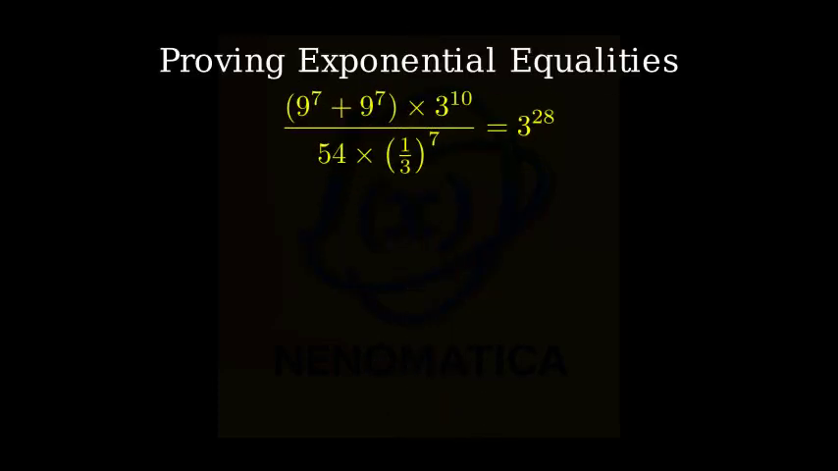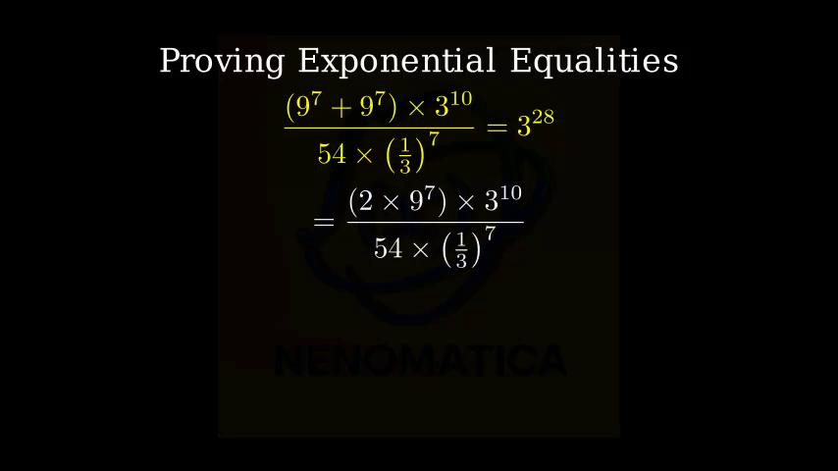We need to verify that the expression equals 3 raised to the 28th power. Let's start by simplifying the numerator. In the numerator, we see 9 to the 7th power plus 9 to the 7th power. This is twice 9 to the 7th power, or 2 times 9 to the 7th power. Now, let's work on the denominator.